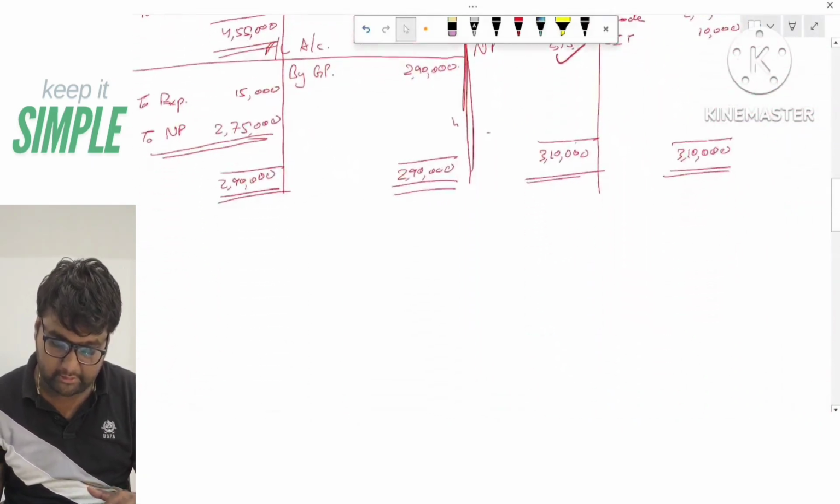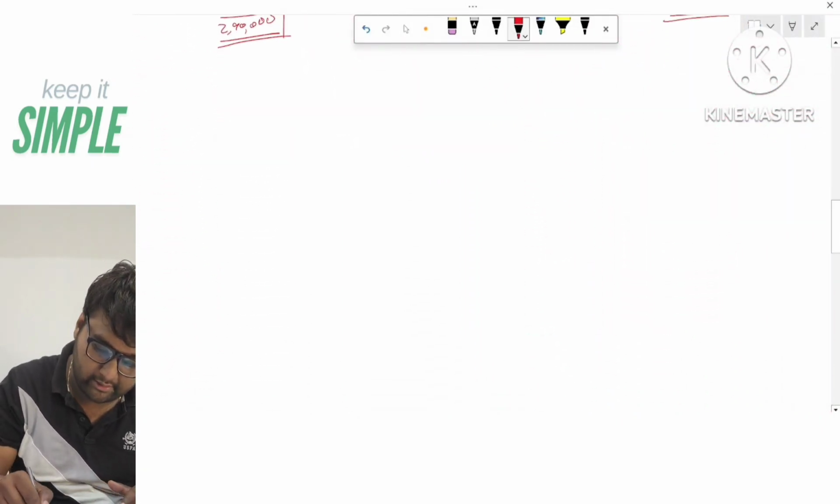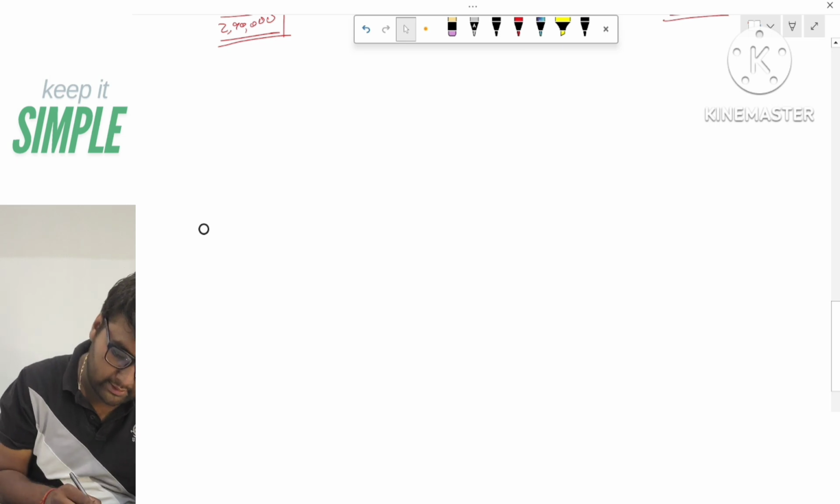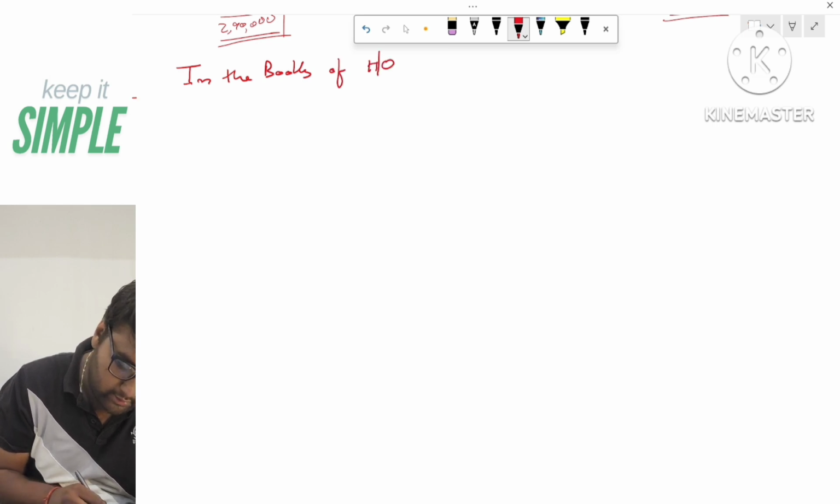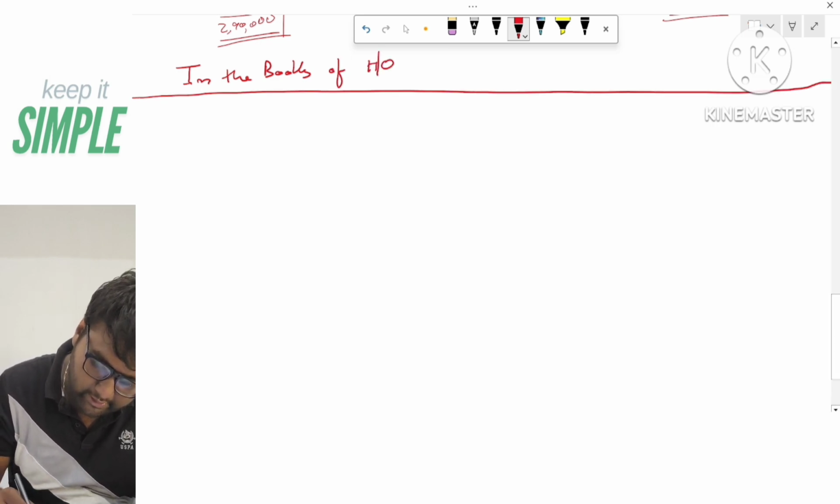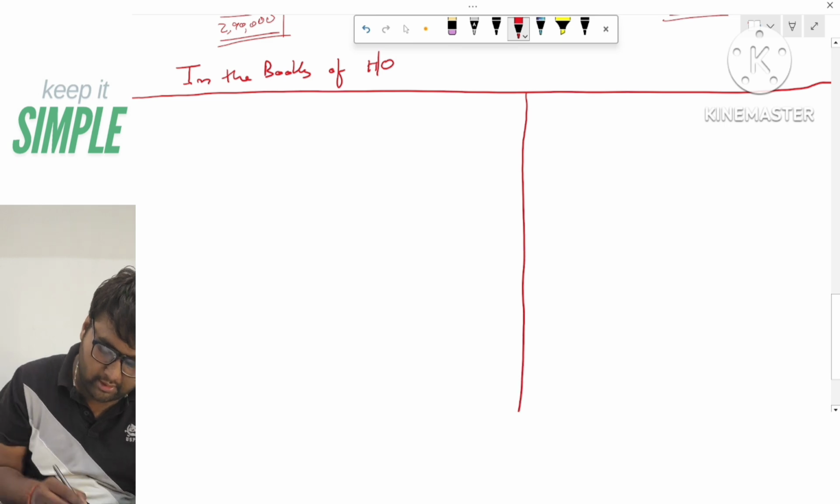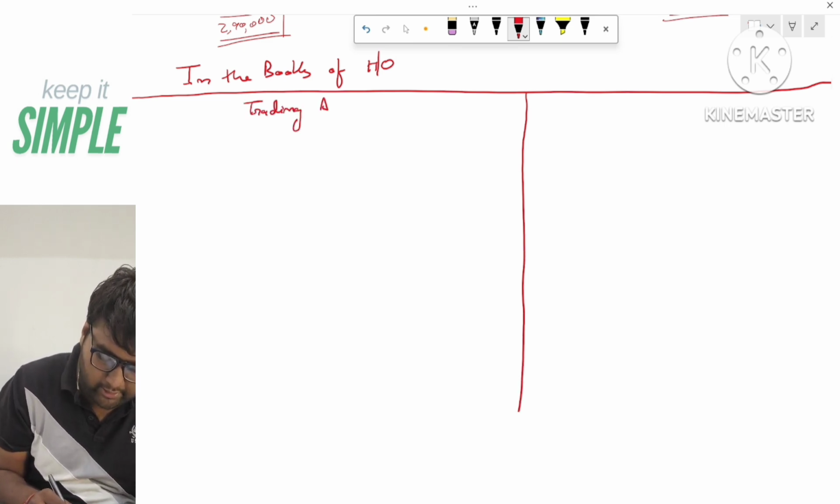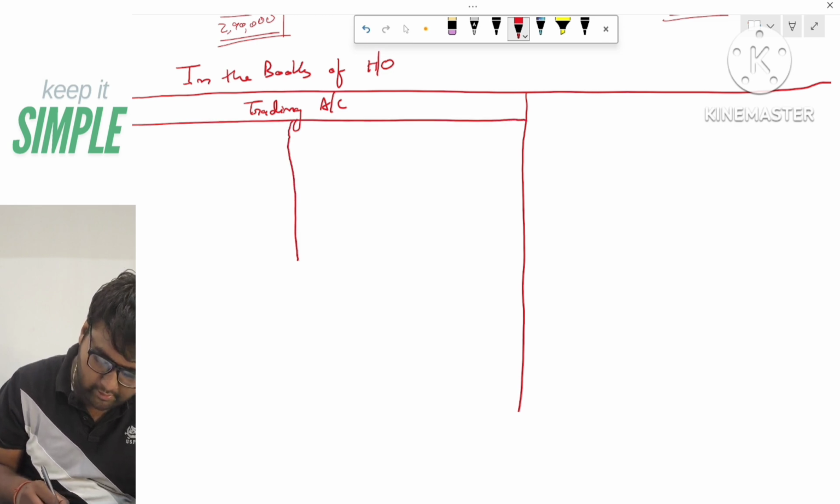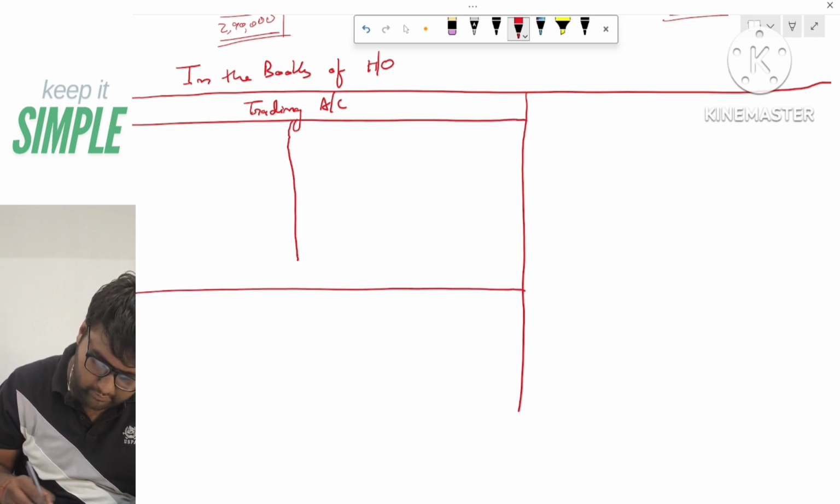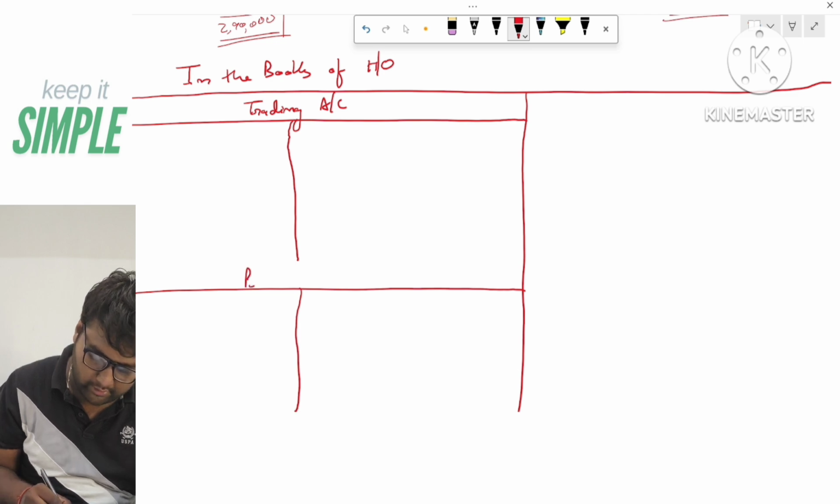Okay. So again we'll start here. This is in the books of head office. Okay. So again we'll divide this into two parts. This is trading account. Here only we'll prepare profit and loss account. Okay.